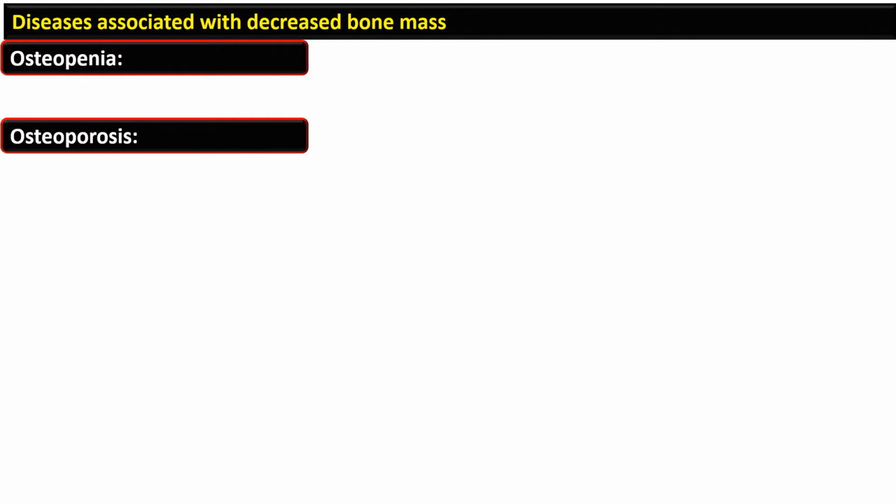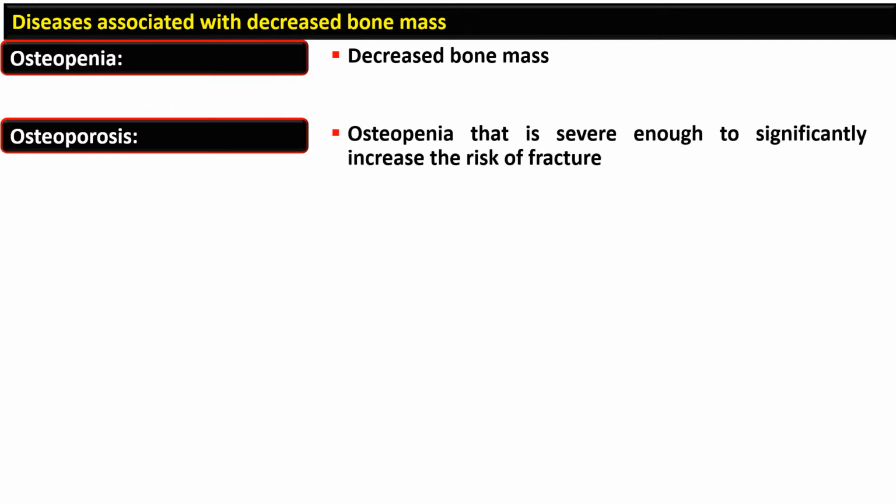Whenever we talk about diseases associated with decreased bone mass, there are two terms. One is osteopenia and another is osteoporosis. Osteopenia is simply decreased bone mass, while osteoporosis is osteopenia that is severely affecting bone to cause fracture or increase the risk of fracture.